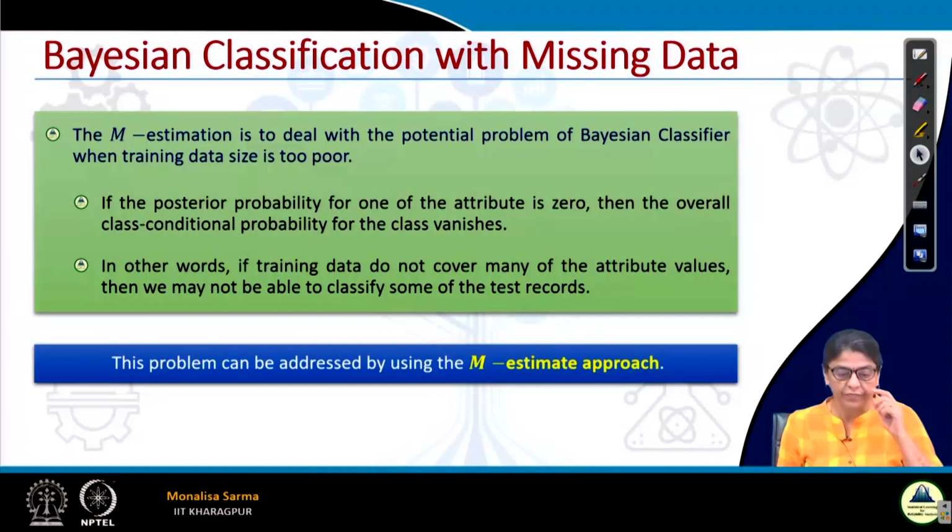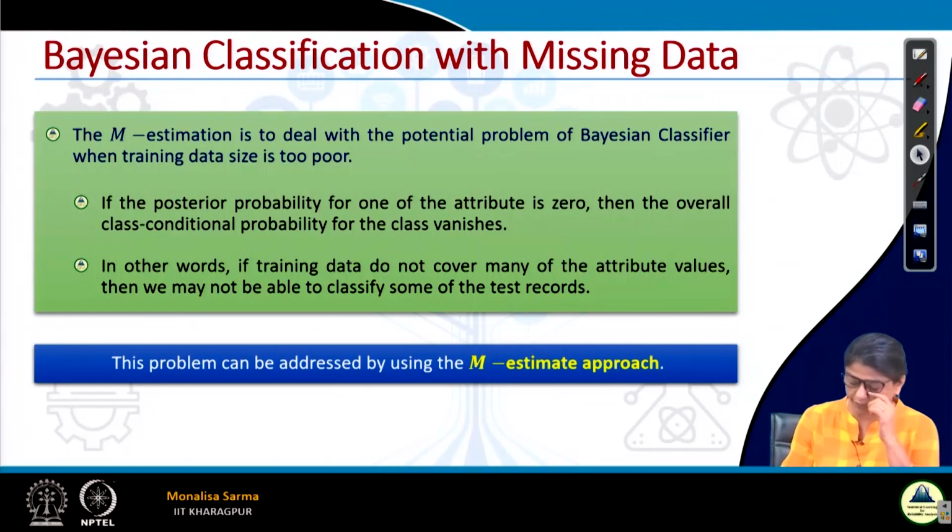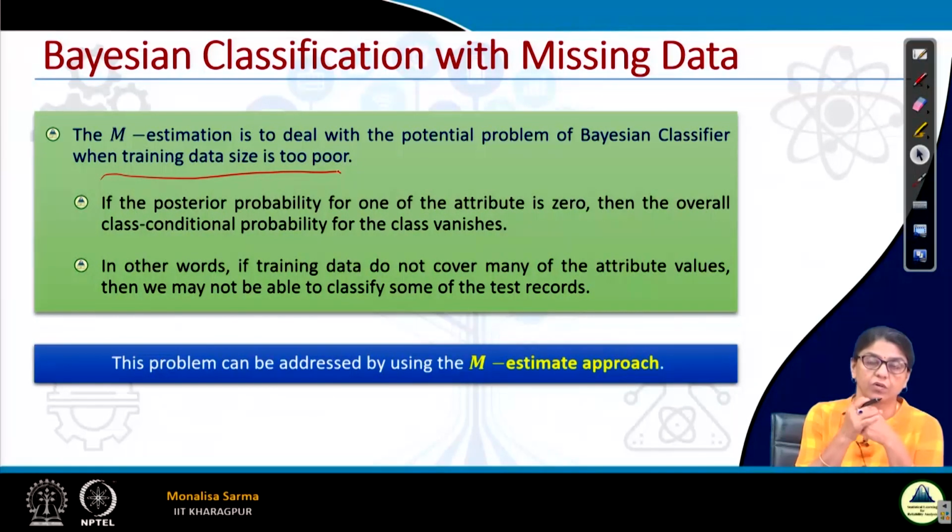So what is the solution? It is called the M estimation approach, for Bayesian classification with missing data. If we had taken a huge amount of data, maybe we wouldn't have got 0, but there is a limit to how huge we can take. So sometimes, if we don't take very large data, some data are missing. How do we address that? M estimation deals with the potential problem of the Bayesian classifier when the training data size is too poor, or sometimes there is no data at all for some classes.